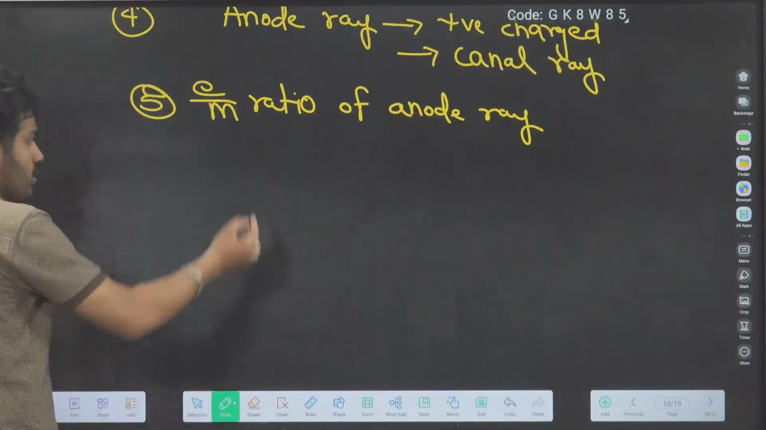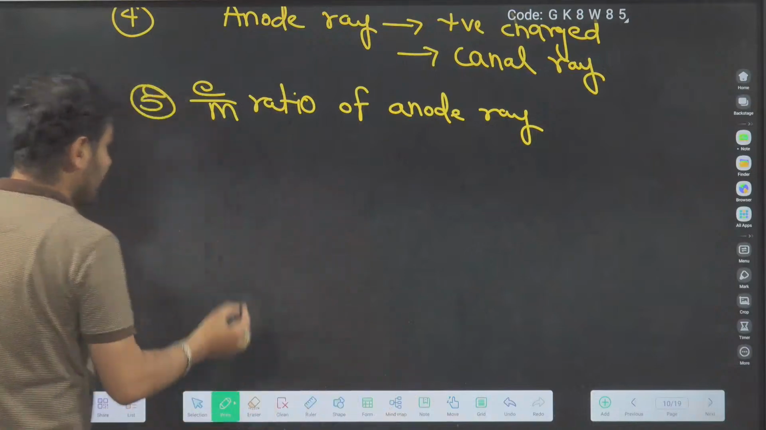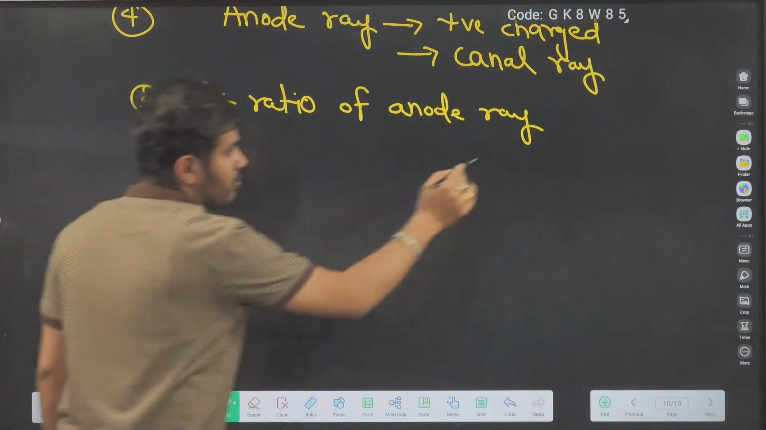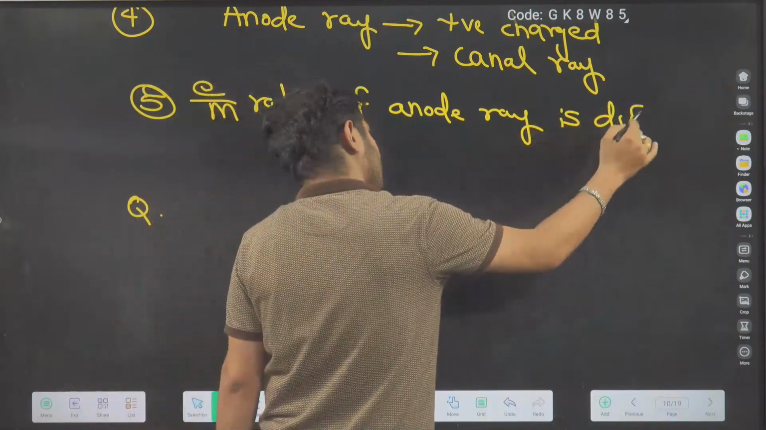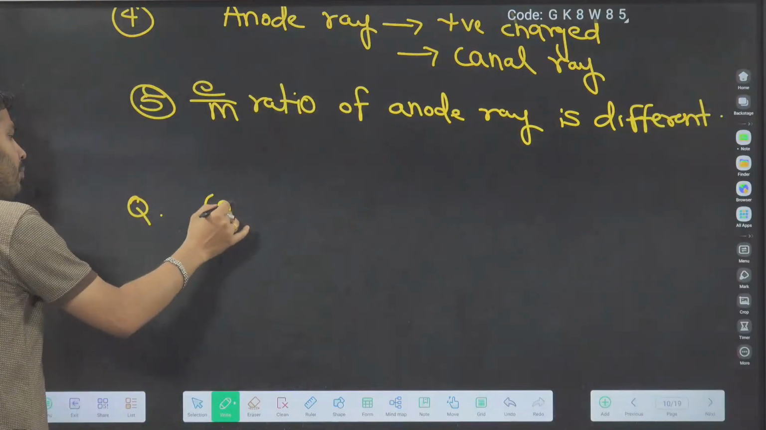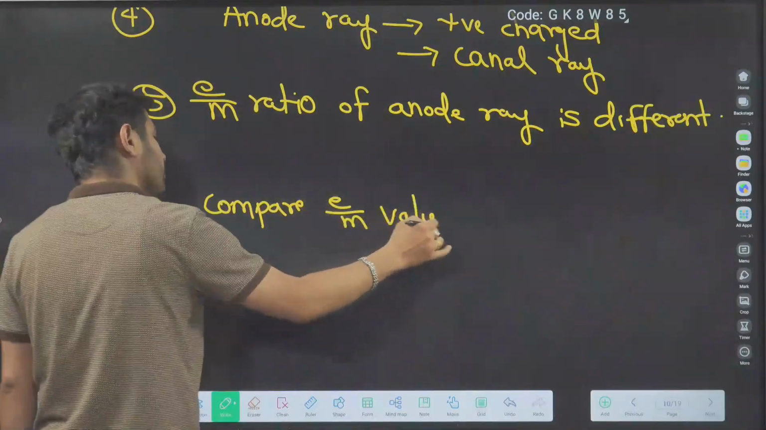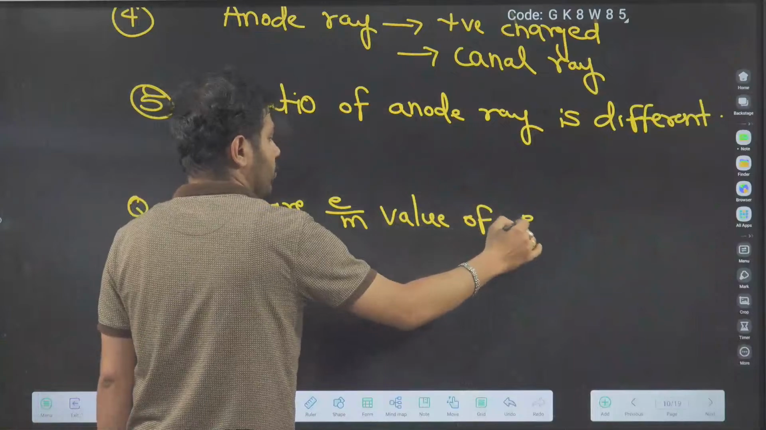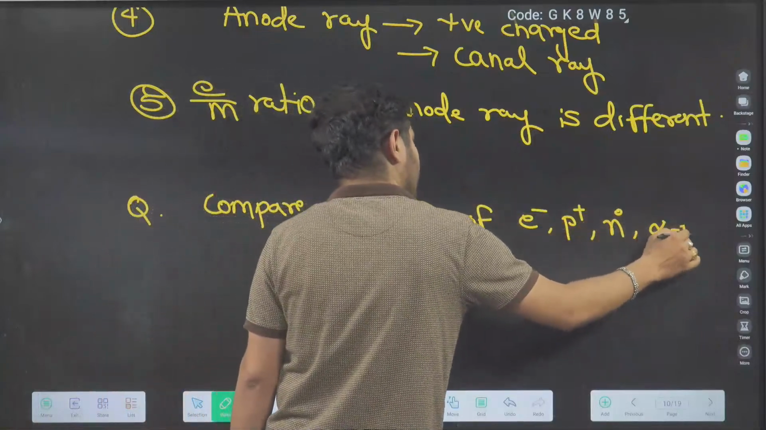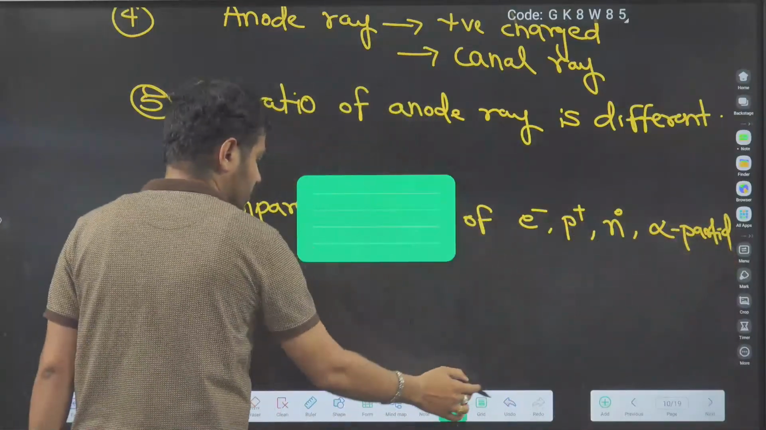I will talk about this part anyway. To understand why the E/M value is different, I will discuss one question. The question is, compare the E/M value of electron, proton, neutron, and alpha particle. This is what the question is.